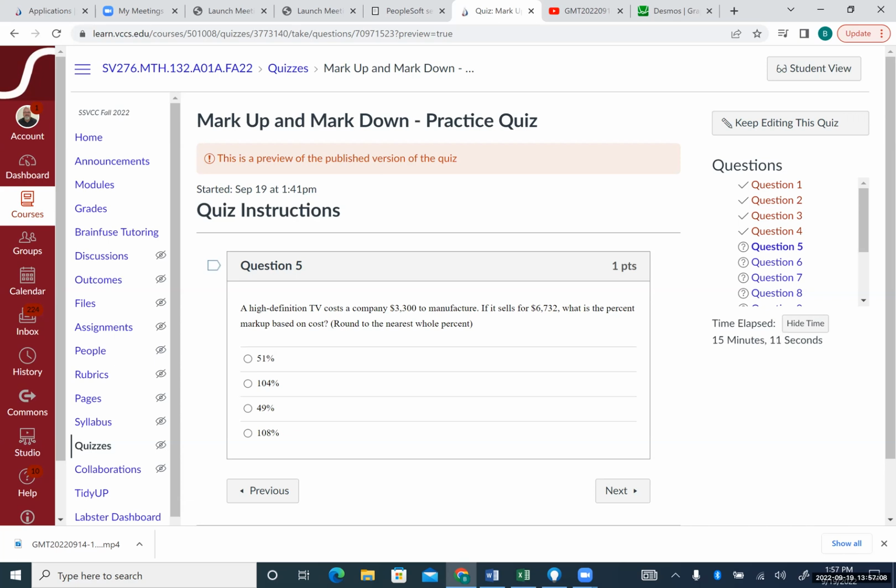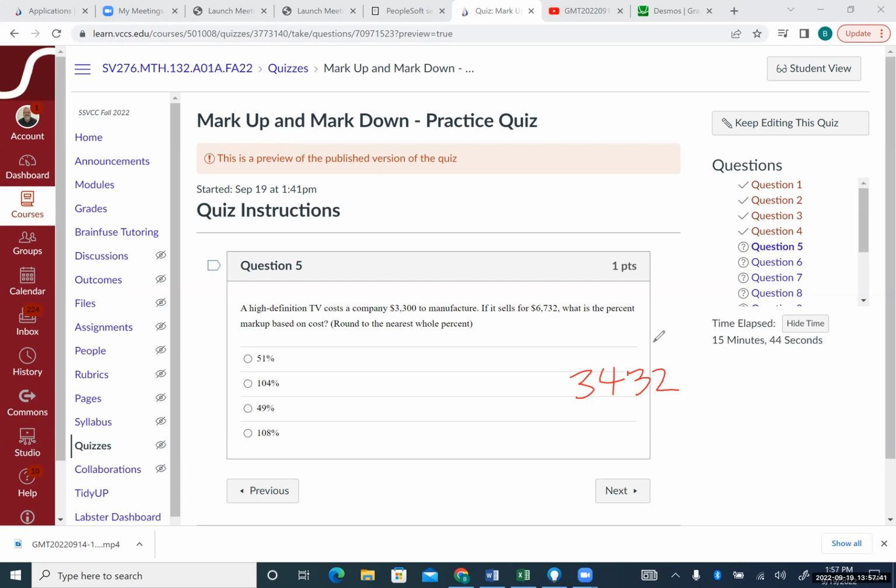I have the markup at 3,432. Is that what we need? That's part of the way there. Okay, so wait a minute, let me get that number from you. What was that number? 3,432. Okay. 3,432. All right, that's the markup amount. Now find the percent based on cost.